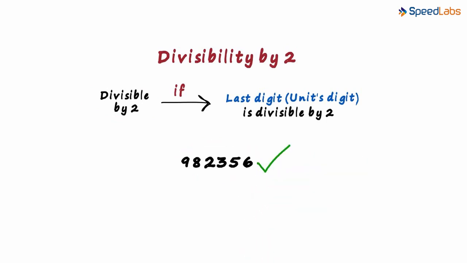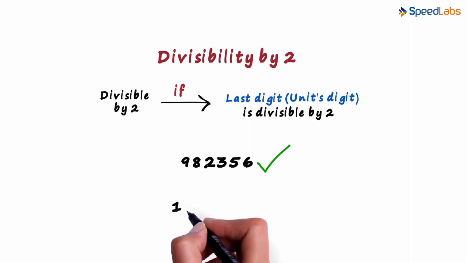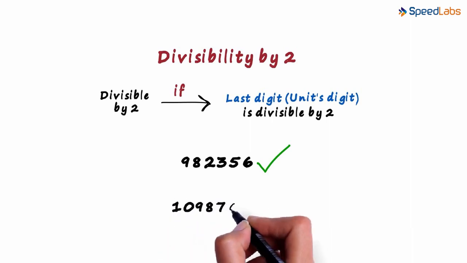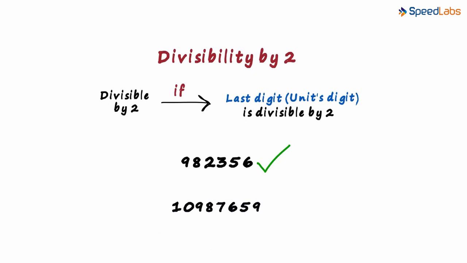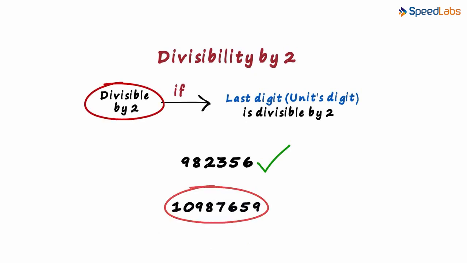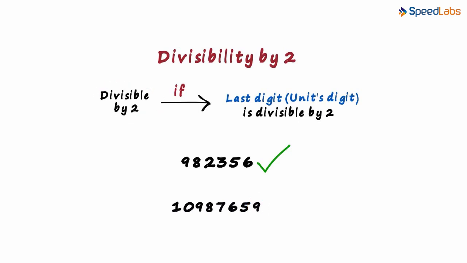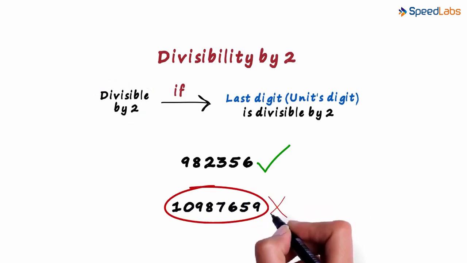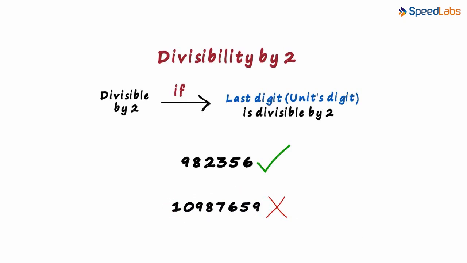Here's the second number, 10,987,659. Is this number divisible by 2? Is 9 divisible by 2? No. Hence, this number is also not divisible by 2. That's how simple it gets with divisibility rules.